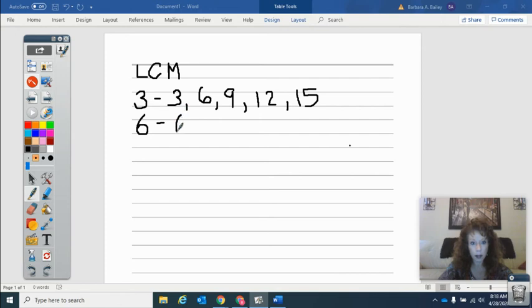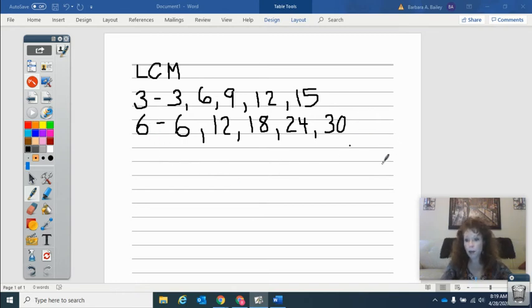Okay, so I'm going to do 6 times 1 is 6. 6 times 2 is 12. 6 times 3 is 18. Okay, I can do 5, and I will just for the sake of an example, but you may already see the lowest common multiple. 6 times 4 is 24. And 6 times 5 is 30. Okay, so I've done the multiples of 6 now. 6 times 1, 6 times 2, 6 times 3, 6 times 4, 6 times 5.